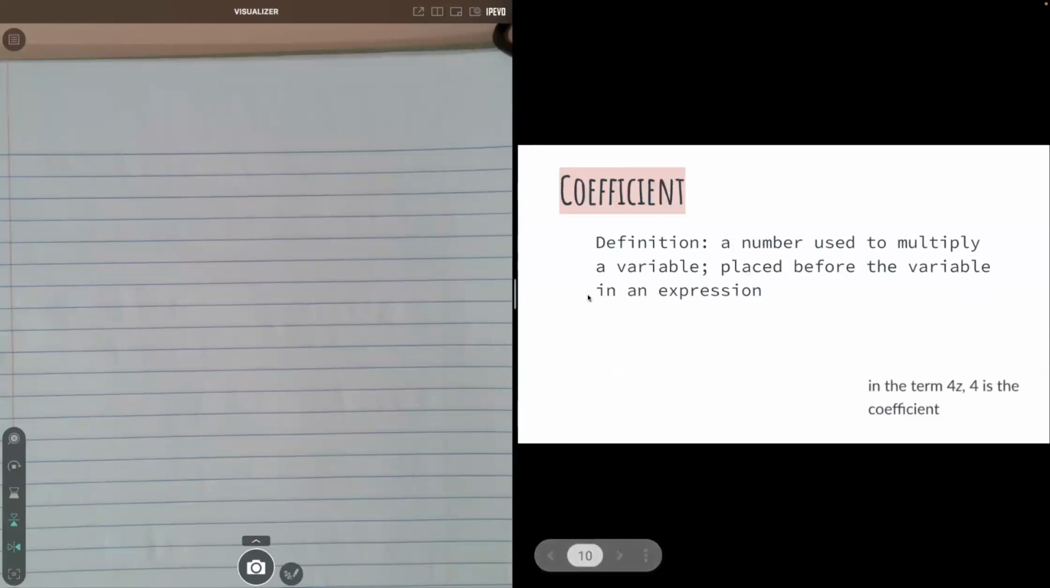That's what factors are. Coefficients are a number used to multiply a variable. They're placed in the front of the variable in an expression. In the term 4z, that number in the front, 4, is a coefficient. The thing that I need to emphasize here is a coefficient is always just the number. You don't say a coefficient is the entire term. It's just the number in front of the variable or variables. So here it is just 4. You do not include the z when you report the coefficient.